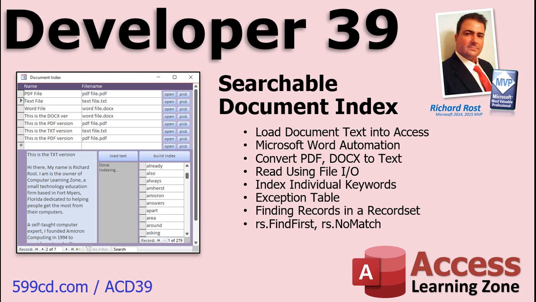And if you want to learn even more than that, I cover a lot more in my Access Developer Level 39 class. We'll actually index the individual words inside of that document. And you can see a word count of how many times the word always appears, for example. We'll set up an exception table so you can skip words like always or also and only see the important words. We'll do some more work with recordsets. I'll show you how to find records inside of a table. Lots more included in my Developer 39 class.